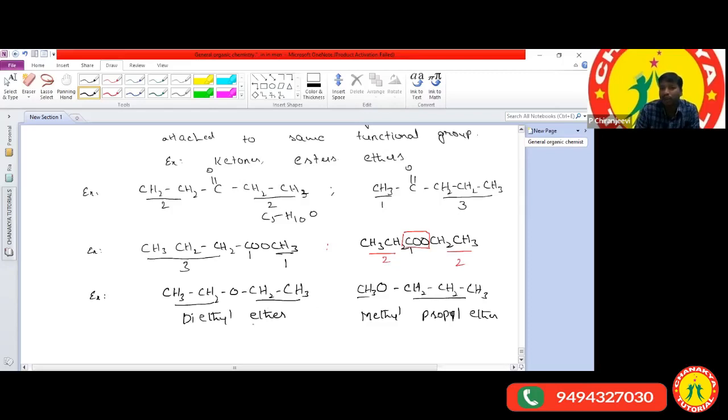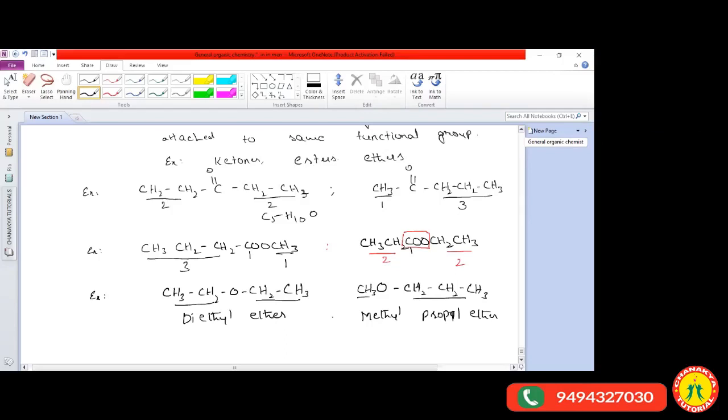Because the number of carbon atoms is different. If the number of carbon atoms attached to the same functional group is different, we consider them as metamers. Is that clear, everyone? Yes, sir.